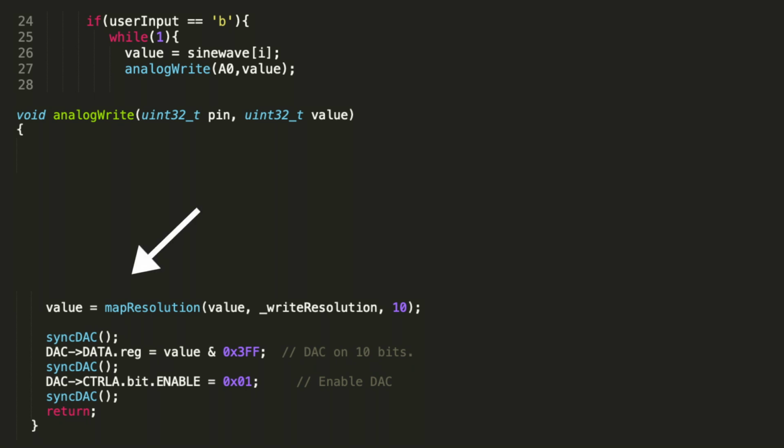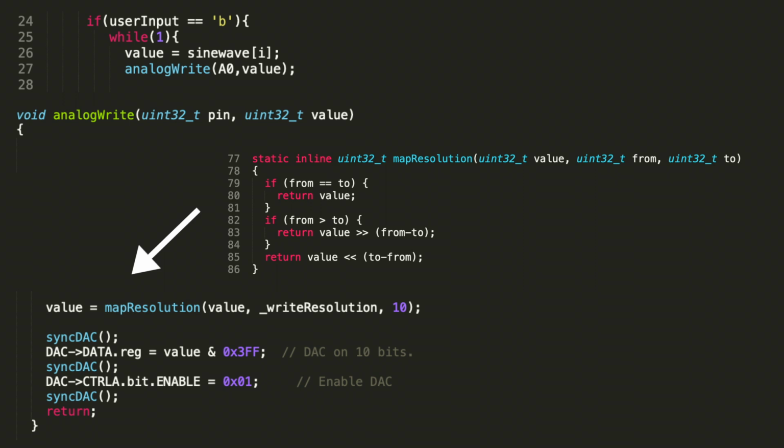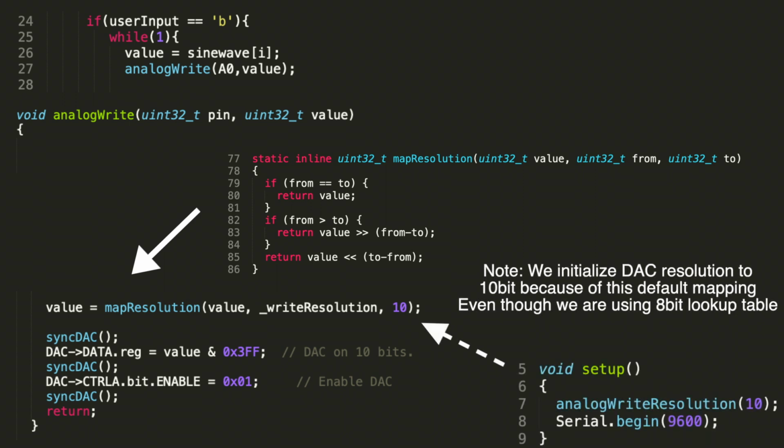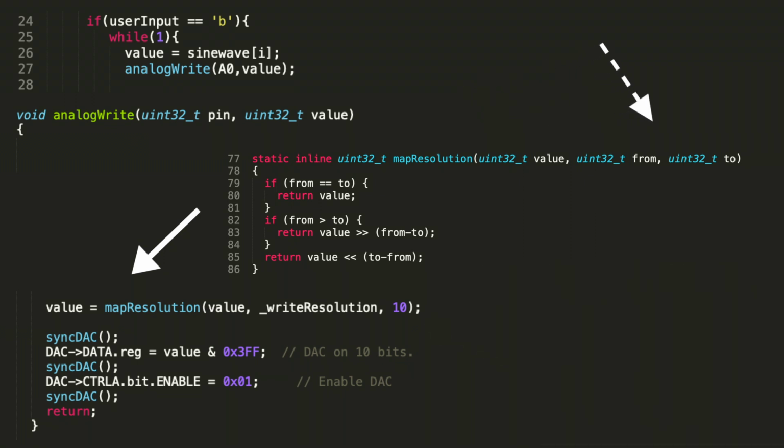That leaves us with the value assignment. Notice the value gets assigned using map resolution. Here's a definition of map resolution. And notice in the default analogWrite function, this is hard-coded to 10. Now in the static inline map resolution definition there, you can see you get the value to and from. The to and from values are the bit resolutions. So what happens is if it's bigger or smaller, it'll shift accordingly based upon the if statement. And if it's equal, it just returns the value.